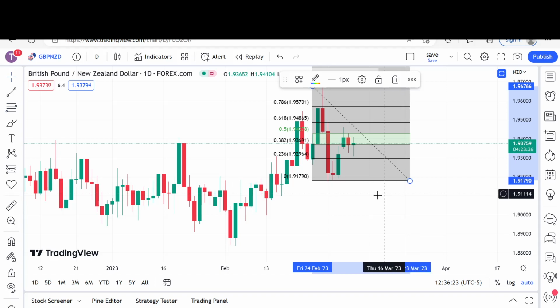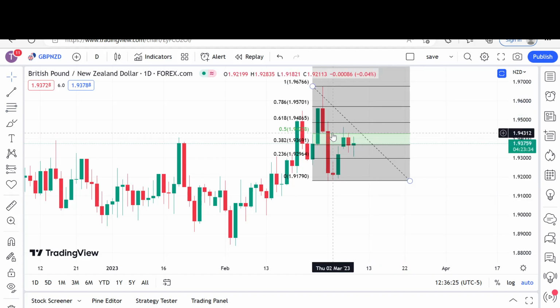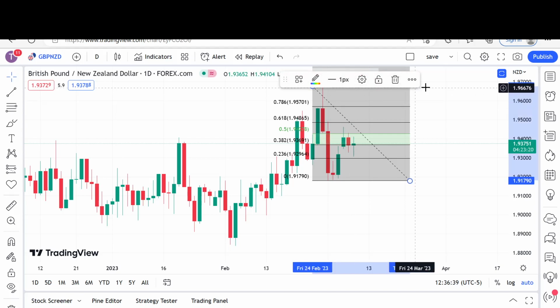A premium marketplace above 50% equilibrium of that price range. We measured the high to the low. It retraces up into above 50% equilibrium. So that means we entered a premium marketplace. Premium means expensive, discount means cheap, okay?